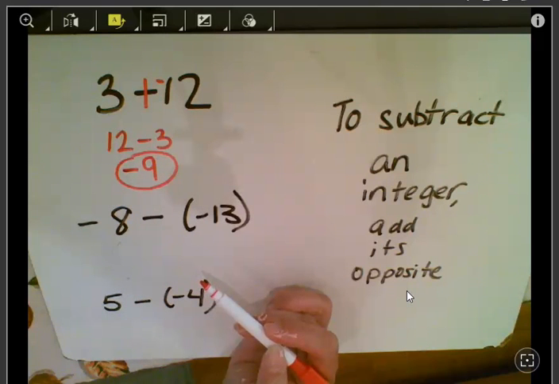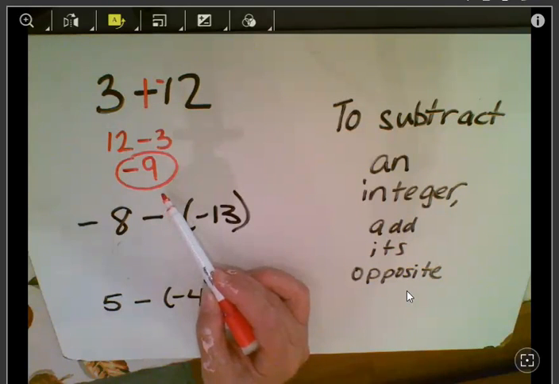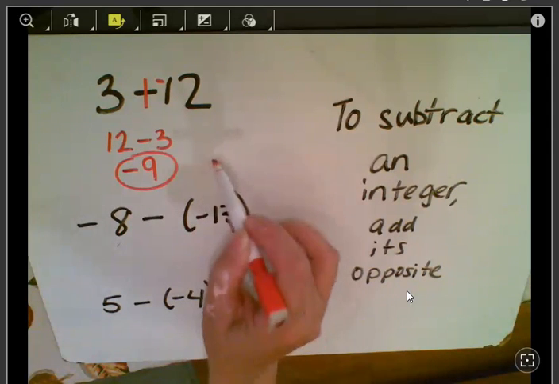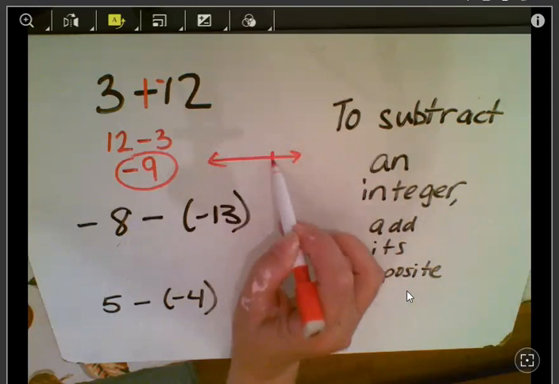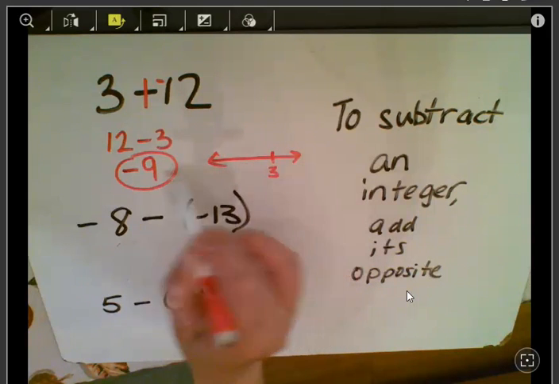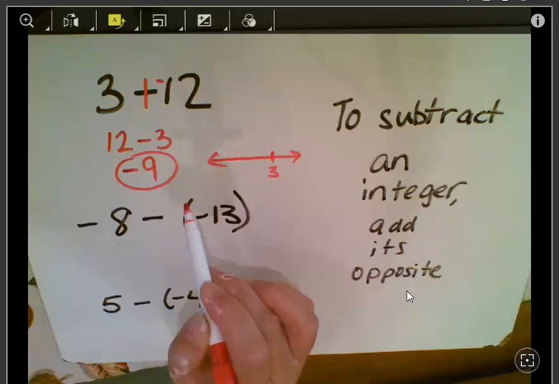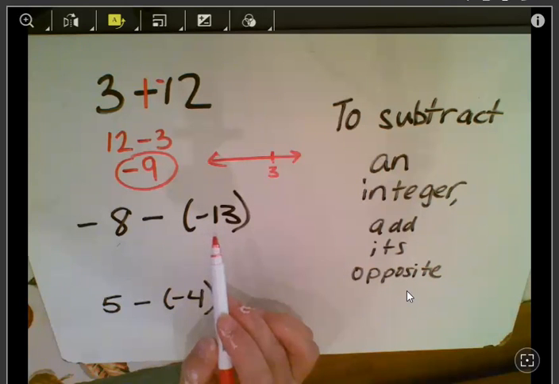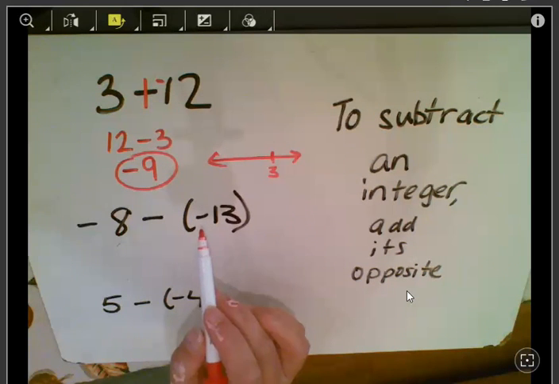And if you think about it, if you have $3, but you have to give $12 to somebody, you don't have enough, so you are going to be negative $9 to owe them. Or if you're on the number line and you're on 3 and you have to go down 12, you're going to pass the 0 at 3 and go down 9 more. So think about it, either one of those ways of why subtraction is adding the opposite.